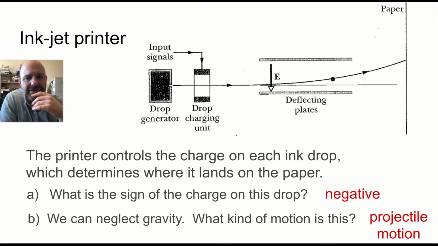I have these answers up here, but the sign of the charge of this drop has to be negative because it is deflected opposite the electric field. And this, again, looks a lot like projectile motion, that parabolic path.